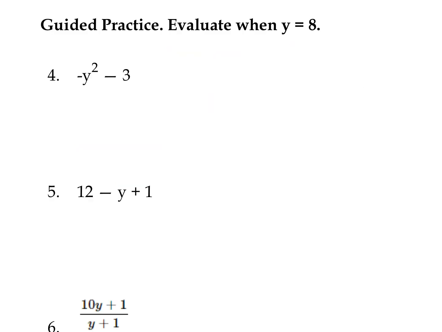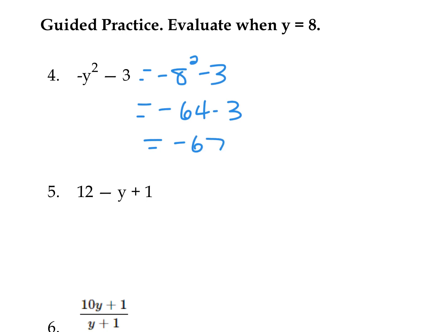Here we can use the order of operations to evaluate. We're going to substitute an 8 in for y, and then go from there. So first thing I'm going to do is rewrite this with an 8 in place of the y. Now I can look and say, what do I do for my order of operations? There's no grouping symbols, but I do have an exponent. So I have negative 8 squared is 64 minus 3. Negative 64 minus 3 is negative 67.